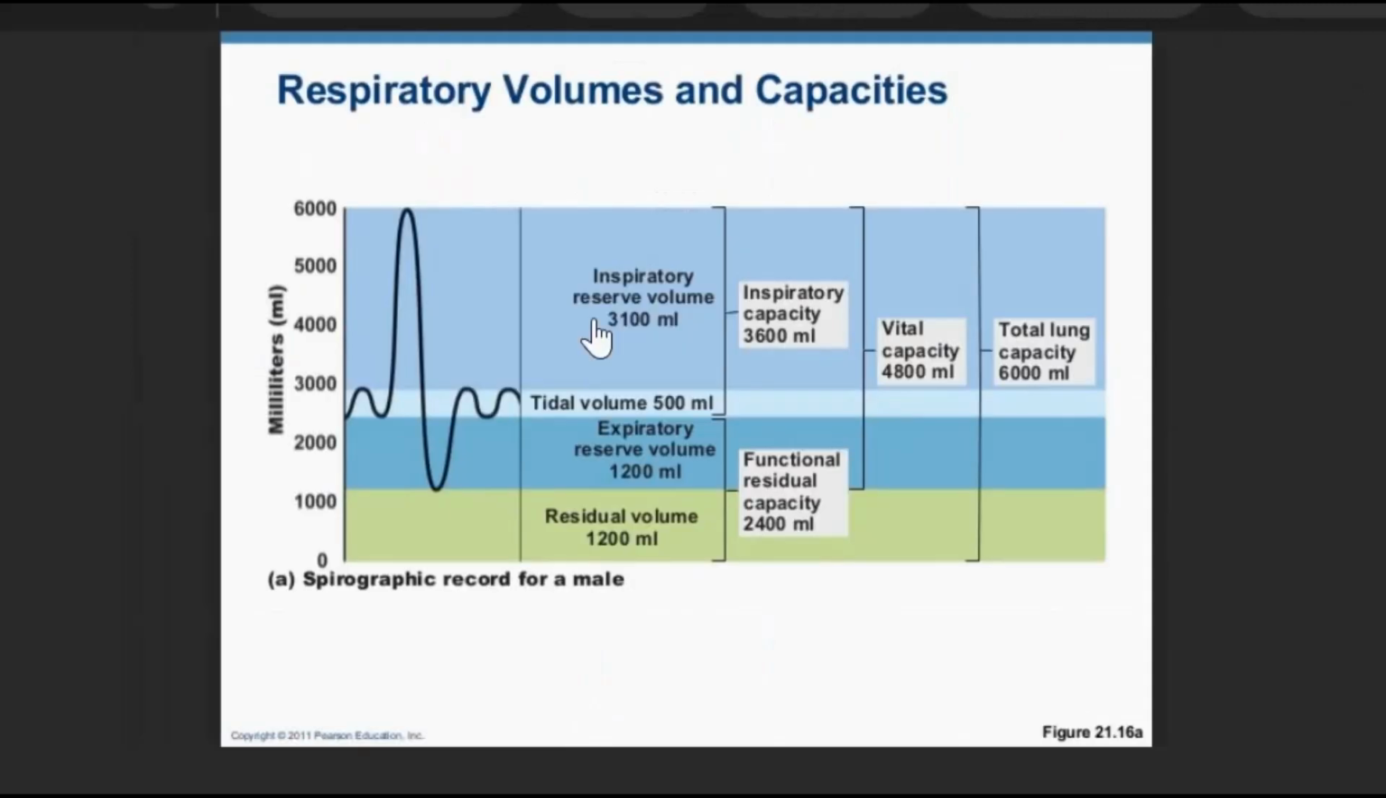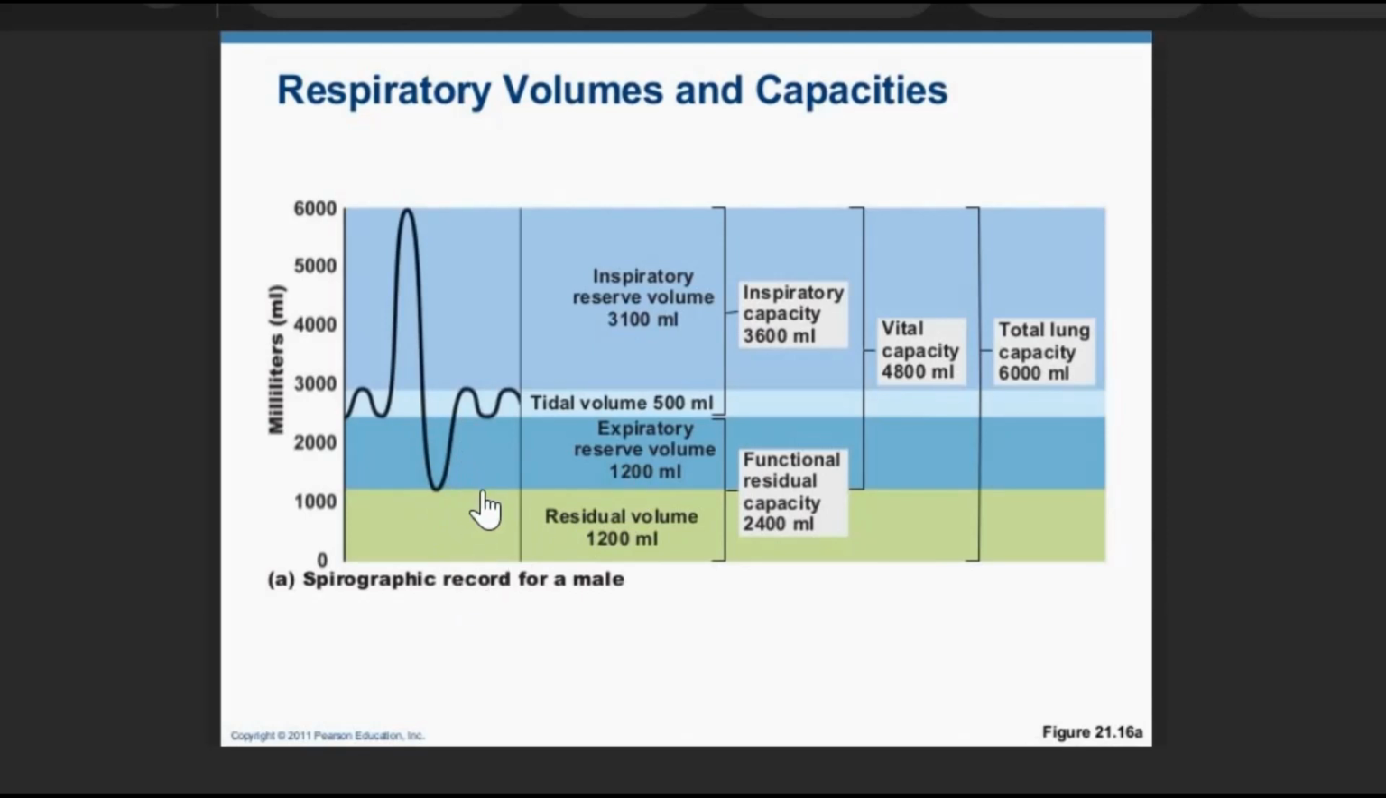Now let's summarize. The tidal volume is the amount of air that moves in and out of the lung during normal respiration, and it is around 500 milliliters. The inspiratory reserve volume is the amount of air that can be forcefully inhaled following a normal tidal volume. It is approximately around 3 liters. The expiratory reserve volume is the amount of air that can be forcefully exhaled following a normal respiration, and that is approximately around 1 to 1.5 liters.